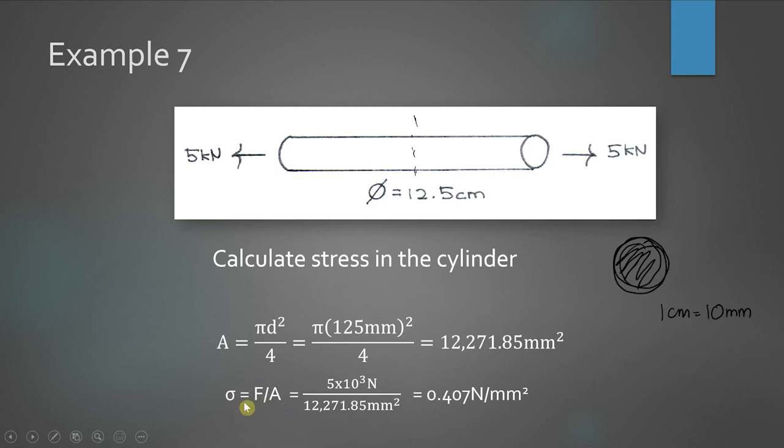Then calculate the stress, force divided by area: 5 times 10 power of 3 Newton, converted into Newton first, and divide with the area that you calculated here. Then you will get 0.407 Newton over mm square.